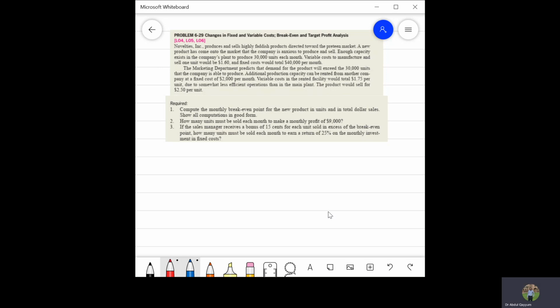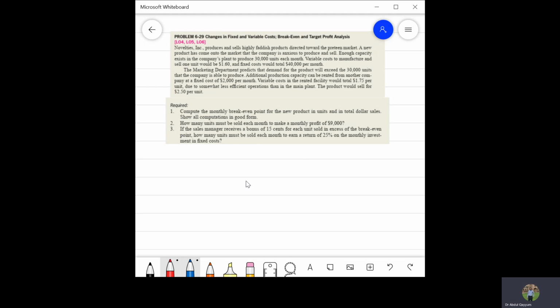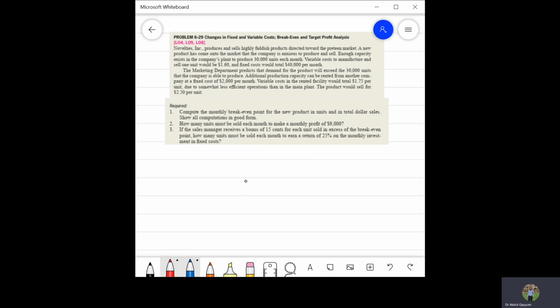Problem number 6.29. It's about changes in fixed and variable cost, break-even points, and target profit analysis. So the learning objectives 4, 5, and 6 from chapter 6.